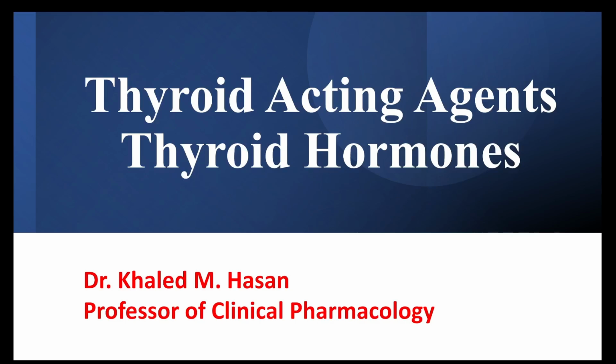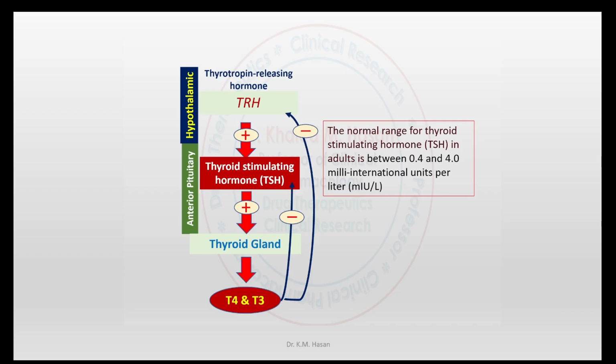Today we are going to speak about thyroid acting agents or thyroid hormones. We will cover the agents used for hyperthyroidism and other agents used for hypothyroidism. So this image here represents the axis, the relationship between the hypothalamus, anterior pituitary and thyroid gland.